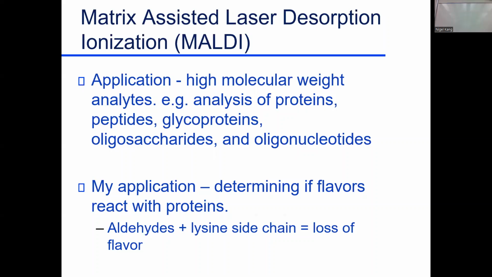And so let's look at each of these, give you an idea of what each of these types of ionization are for. MALDI: high molecular weight analytes, and analysis of proteins. So I'm going to show you some proteins, doing mass spectrometry on intact proteins. Peptides, glycoproteins, oligosaccharides, dinucleotides, and so on. So some application I use this for: chilling and flavors reactive proteins.